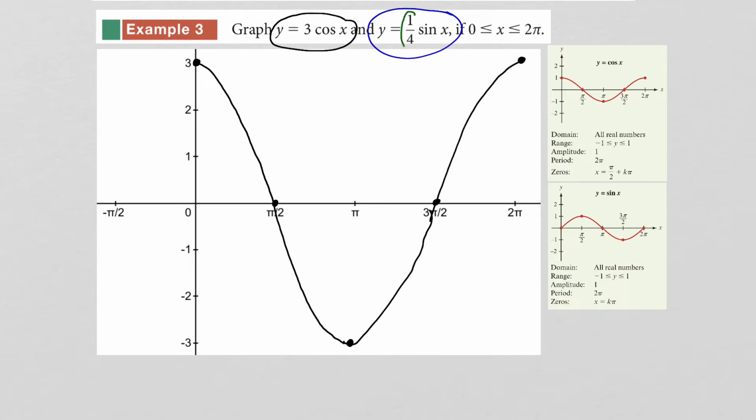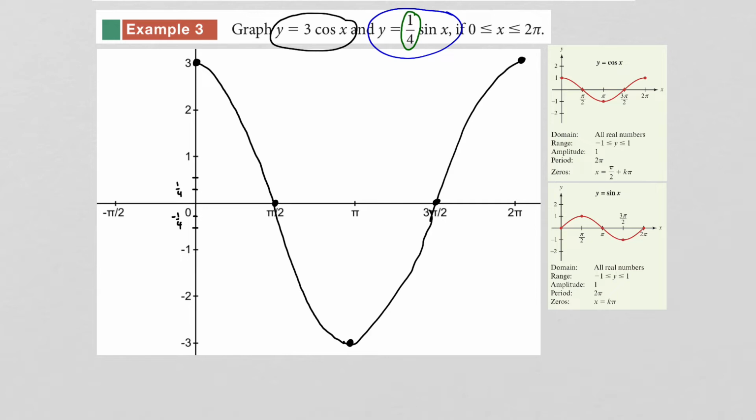Its amplitude is 1/4. So what we have to do here is find 1/4 on the y-axis. So here's 1/2. 1/4 is right about there. And here's -1/2, and -1/4 is right about there. So that is as tall as this graph is going to get.